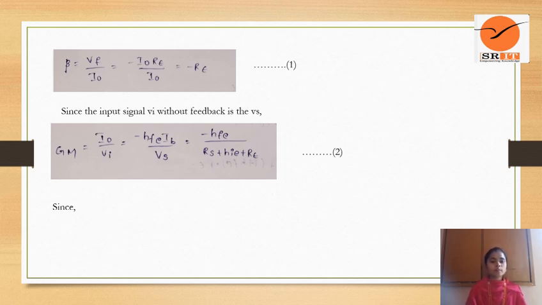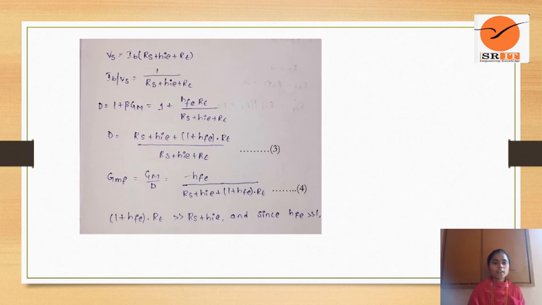Then, since the input signal Vi without feedback is Vs, we get Gm equal to I0 by Vi, that is HFE Ib by Vs, which is equal to minus HFE by Rs plus Hie plus Re. We can consider that as equation number 2. Hence, we can write Vs is equal to Ib into Rs plus Hie plus Re. Then Ib by Vs is equal to 1 by Rs plus Hie plus Re.